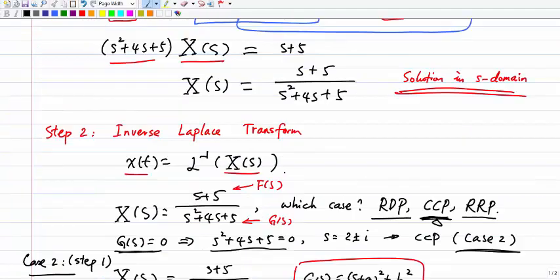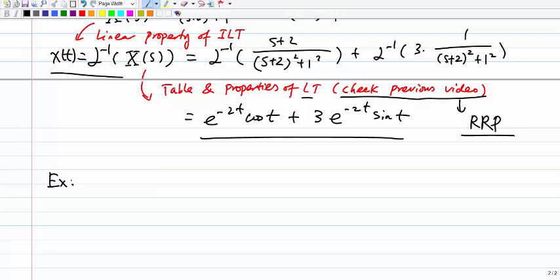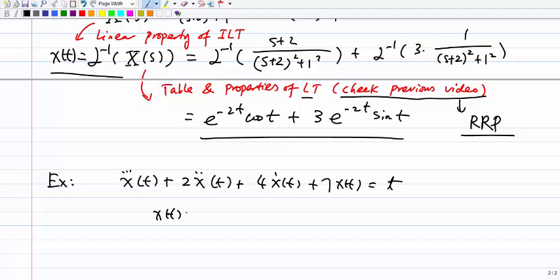What if I have a very complex one, say x triple dot t plus 3 x double dot t plus 4 x dot t plus 7 x(t), equal to, say, t, for example? Finding a solution in the time domain may not be feasible because it's very complex. However, we can still use the Laplace transform and the inverse Laplace transform to find the solution. Of course, the solution may be complex because the problem itself becomes complex.